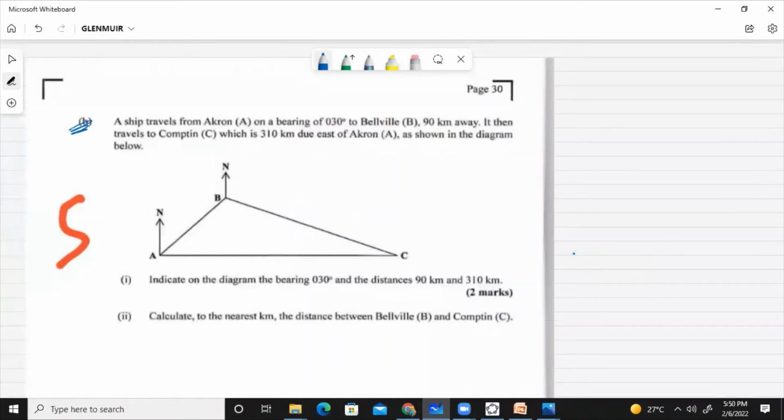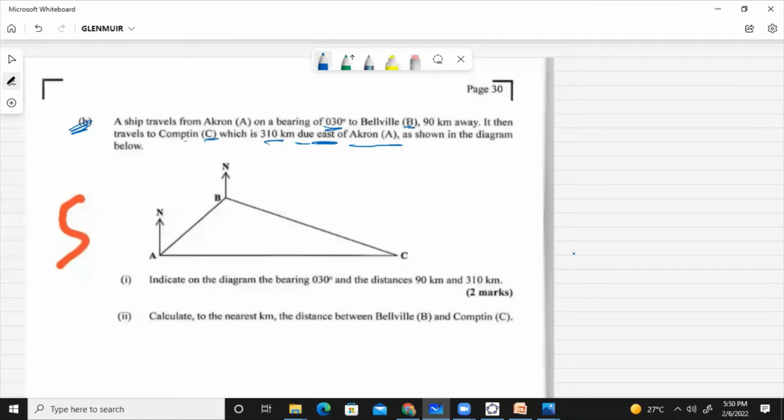It says a ship leaves Akron, on a bearing of 030 to Belleville, 90 kilometers away. It then travels to Compton, C, which is 310 kilometers due east. This is so important, due east of Akron, A, as shown in the diagram below.